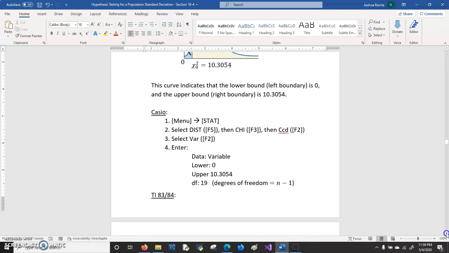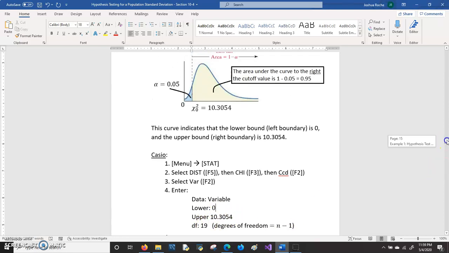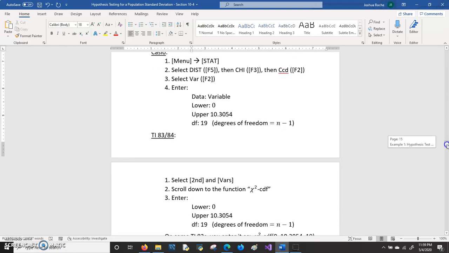On the Casio calculator, to work this out, you would go to your stat window, go to distributions, which is F5, select chi, which is F3, and then select CCD, which is F2. You want to select var, which is F2, and then you'll enter in variable as your data. The lower bound is 0, the upper bound is 10.3054, degrees of freedom is 19. When you put that information in, it's going to give you the area of this left tail, and that will be your p-value.